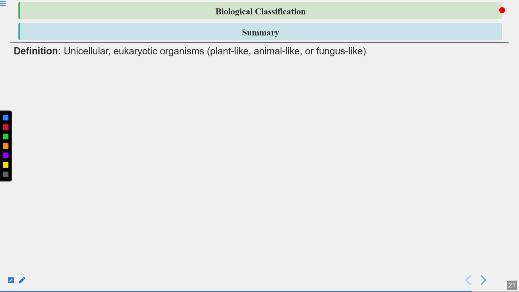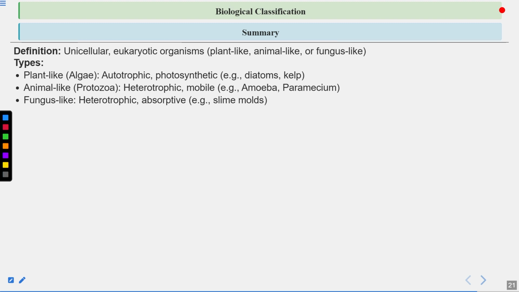Now let's summarize the entire lecture. So we were talking about the kingdom Protista here. So what are the features of the kingdom Protista? They are unicellular, means they are single celled. They are eukaryotic organisms, means they will have a true nucleus. They will have membrane bound organelles. They are plant like, animal like, or fungus like.